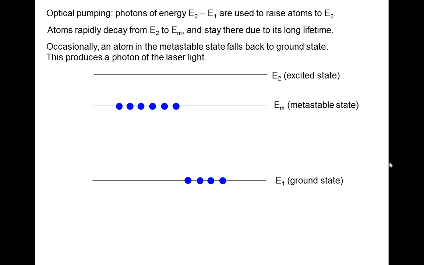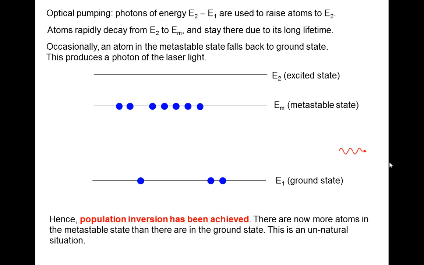Right? Occasionally, an atom in the metastable state will fall back to the ground state. This is correct, and this will happen naturally, and this will emit a photon. But we'll continue pumping the rest of the states from the ground state. Here we see very clearly that population inversion has been achieved. There are now more atoms in the metastable state than in the ground state. This is of course an unnatural situation, which explains why lasers are not found in nature.